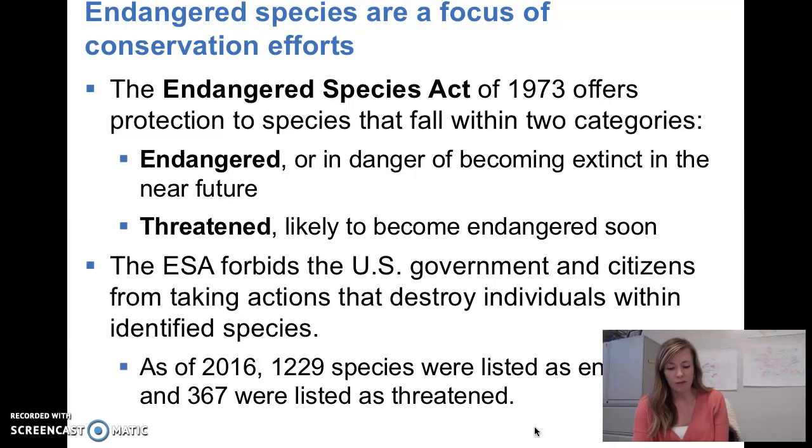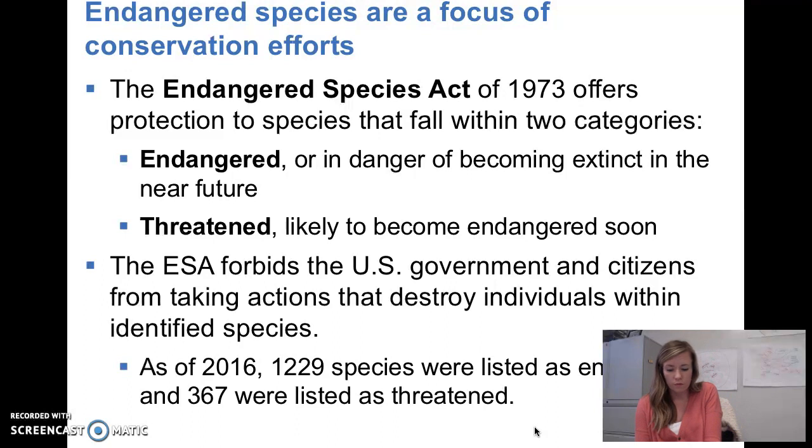And it forbids the U.S. government and citizens from taking actions that destroy individuals within identified species. So basically, you can't do anything that would kill or negatively affect anything that's endangered or threatened. And it also prevents trade of products made from endangered or threatened species to hopefully prevent these extinctions and enable the declining populations to recover.